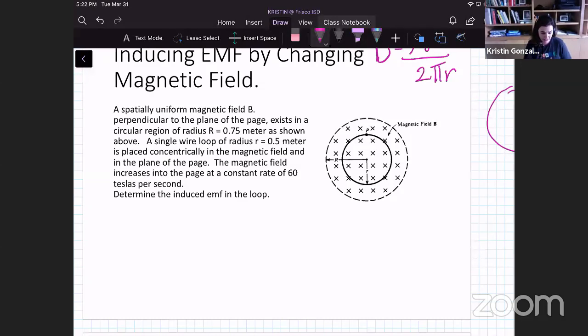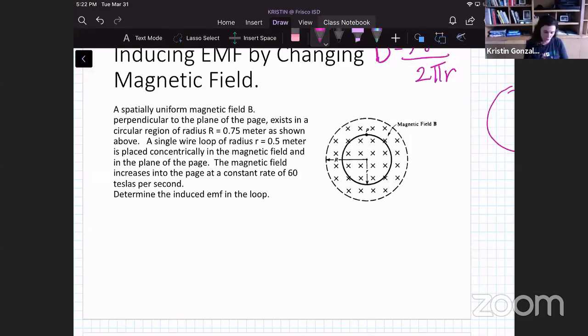The loop of wire itself is a single loop, and it has a radius of 0.5 meters. It is in the center of that magnetic field, and the magnetic field is increasing into the page at a rate of 60 Teslas per second. And we want to determine the induced EMF in that loop.